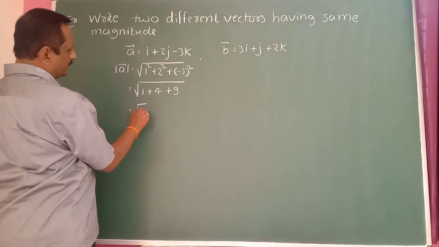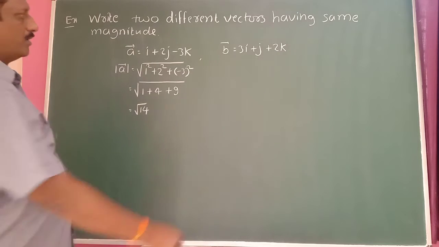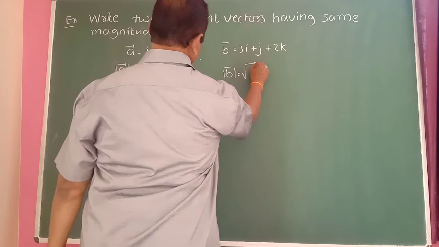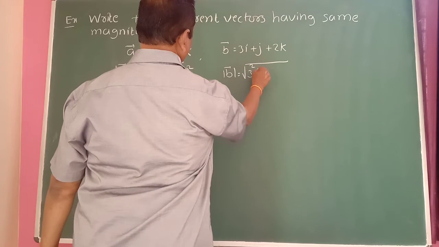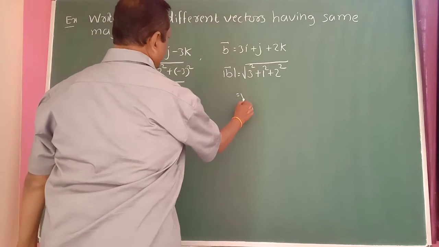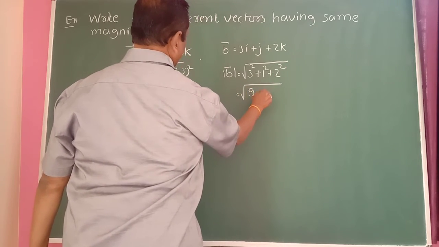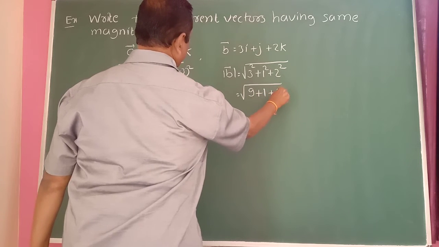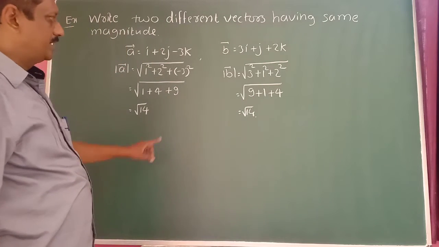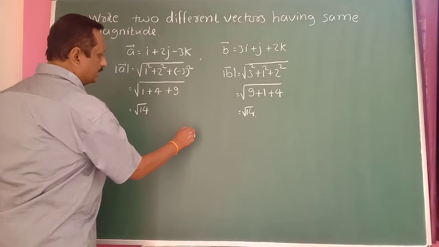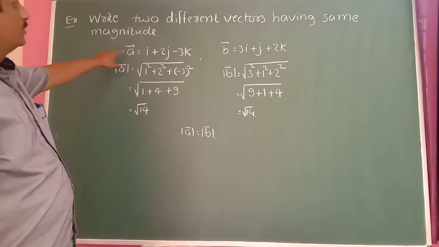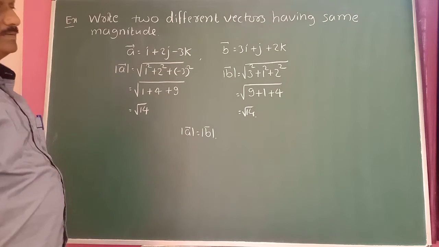It gives the root of 14 here. Modulus of b bar is equal to root of 3 square plus 1 square plus 2 square, that is root of 9 plus 1 plus 4, equal to root of 14 here. So both are the same. Hence the modulus of a bar is equal to modulus of b bar. So these are two different vectors having the same magnitude here.